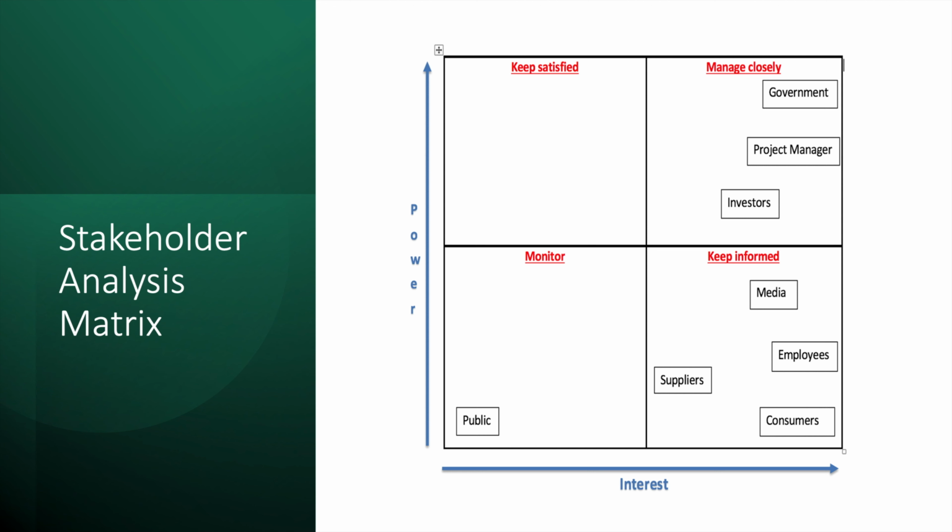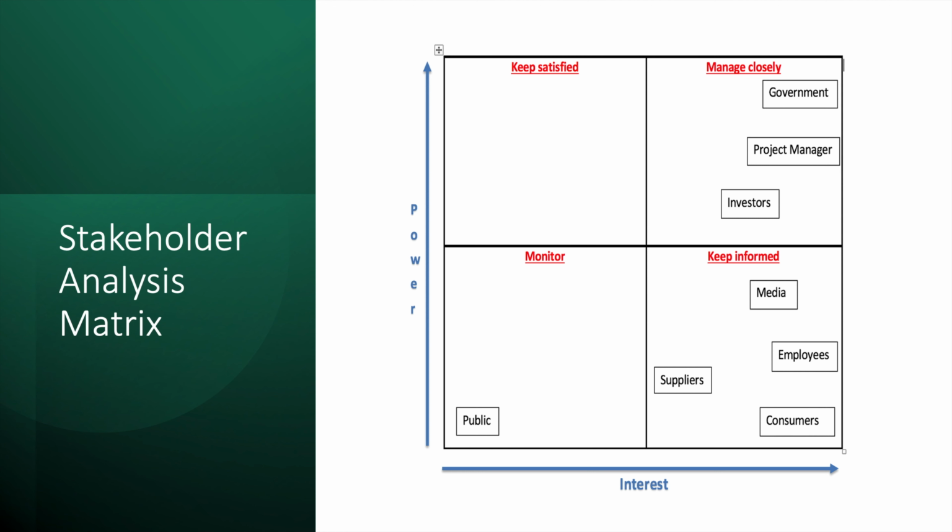Under monitoring, I have the public because nowadays when we have any kind of building, we always have a public vote on everything or a public opinion. So the public's opinions are very important nowadays. Therefore, I put them under monitoring. And under keep informed, I have 4 components, which are suppliers, consumers, media, and employees. Media usually uses everything for advertisements. So by informing the media, we can advertise our plan and more people will be interested in it.